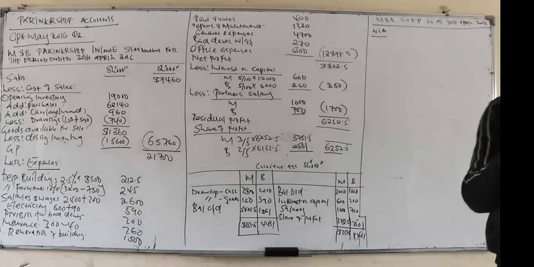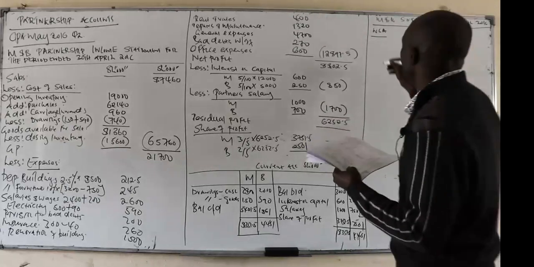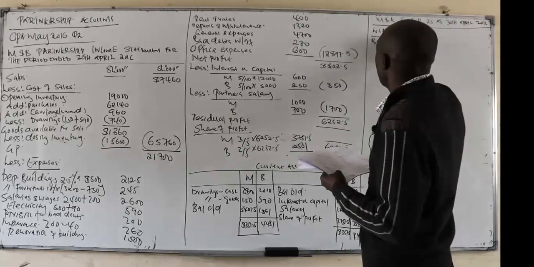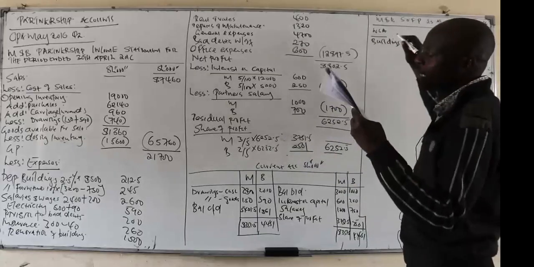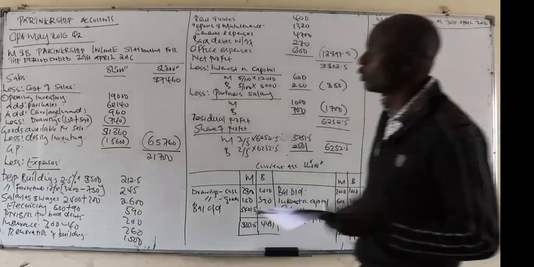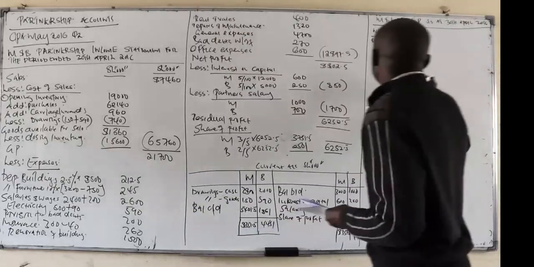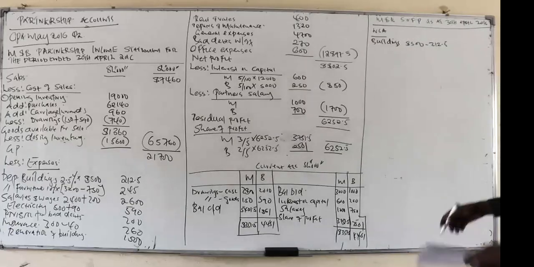So the non-current assets we have here, we have building. You start with the most valuable one. Building is the most valuable, which is 8,000. And then you subtract the accumulated depreciation, minus 202.5. What do you get?